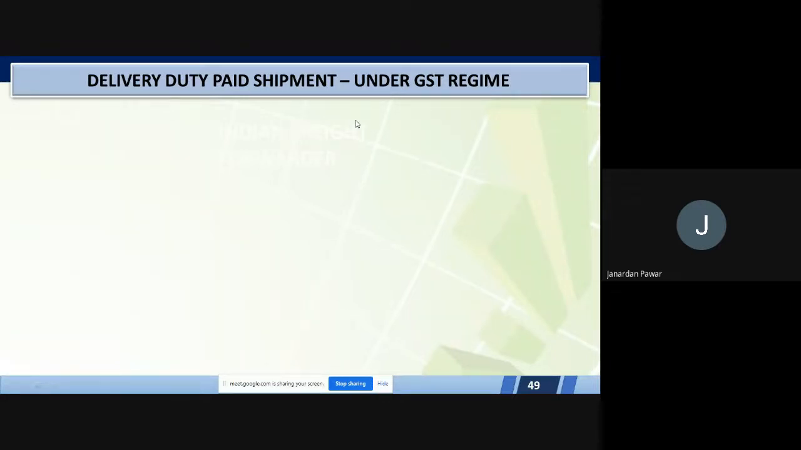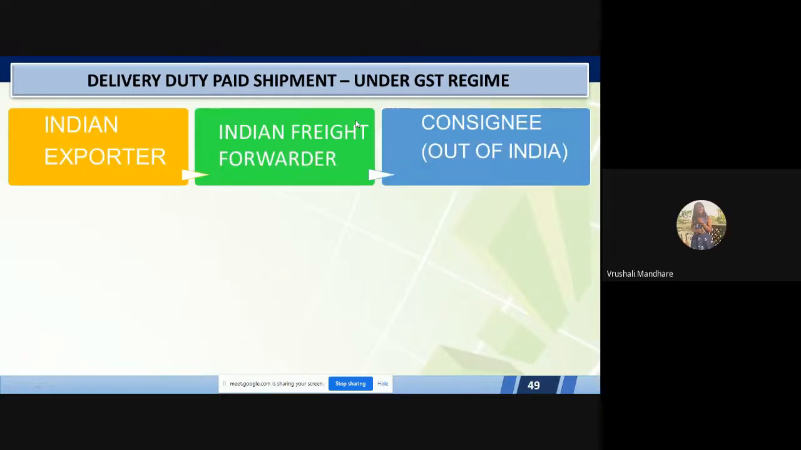Delivery duty paid shipment under the GST regime. We have seen the service tax regime, but as service tax is abolished and is no more, we have the GST regime now. So what would be the delivery duty paid shipment according to the GST regime? Am I audible? Yes, sir. We are going to see the same process which we have seen under the service tax regime, now under the GST regime.